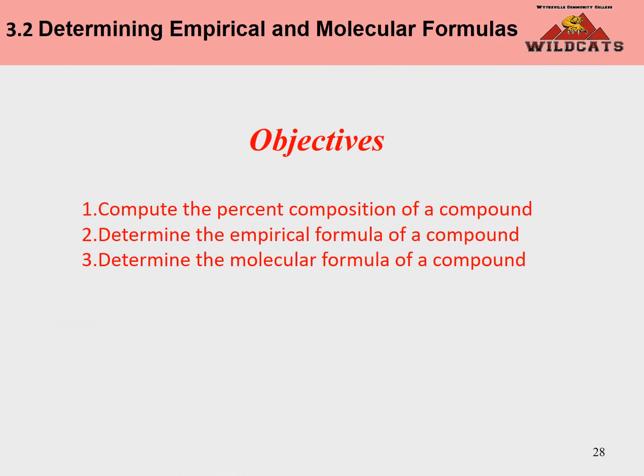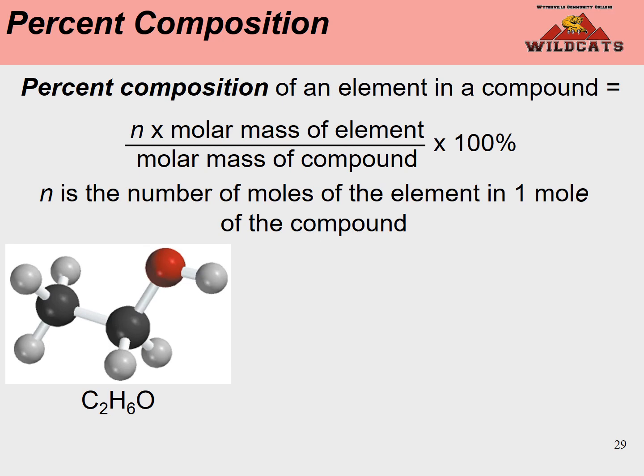So now we'll take a look at section 3.2. We're going to be determining empirical and molecular formulas. But before we do that, we need to take a look at percent composition of a compound. If you notice, percent composition of an element in a compound is basically the mass of that element in the compound divided by the total mass of the compound.